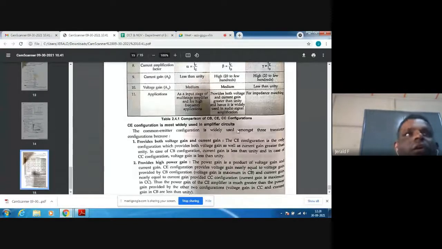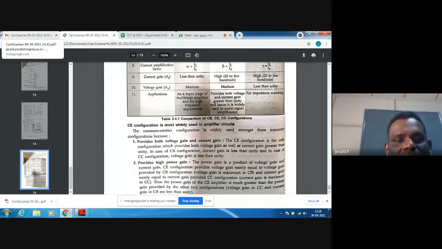So the noise should be reduced. That noise will be reduced, and the original signal should be taken. That is the common emitter amplifier. The common emitter amplifier produces high gain compared to the common base as well as the common collector.